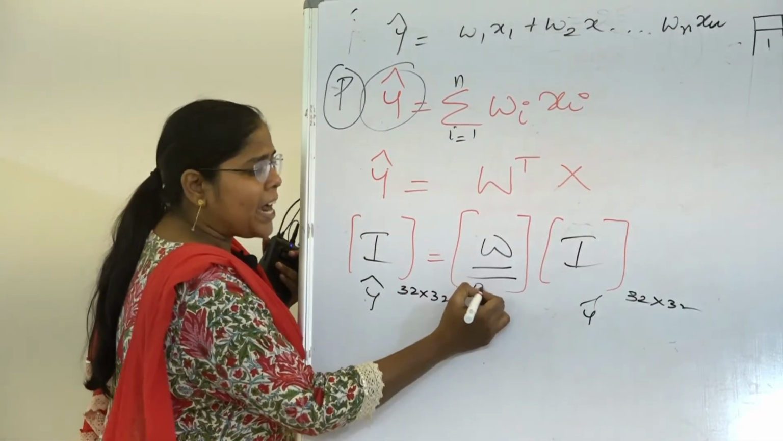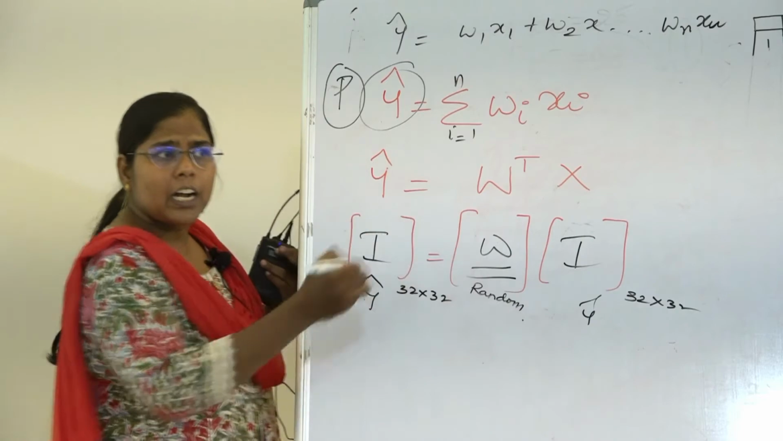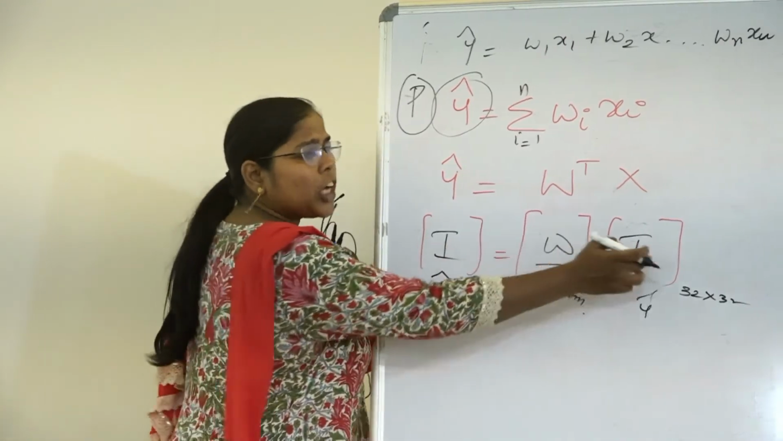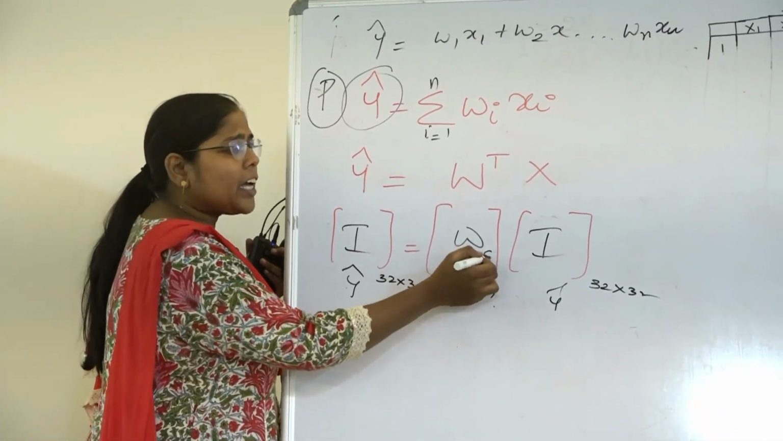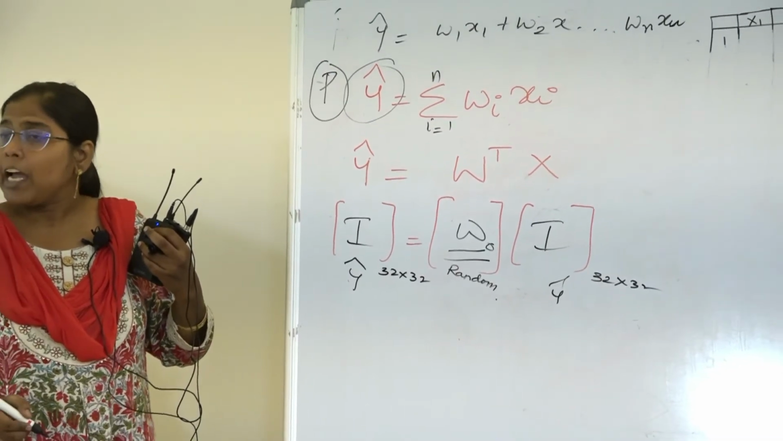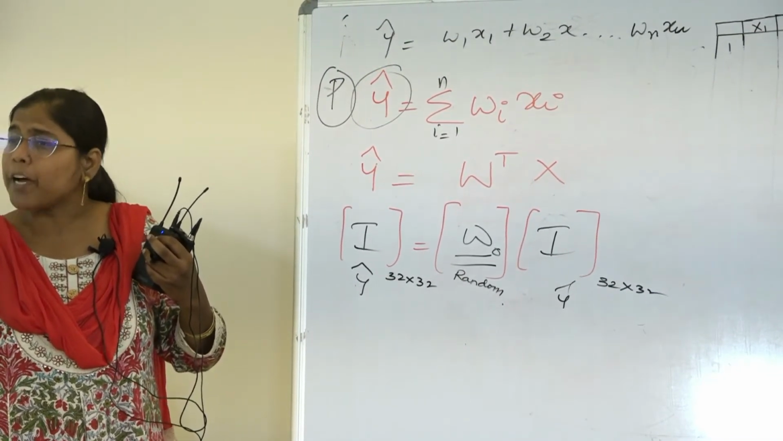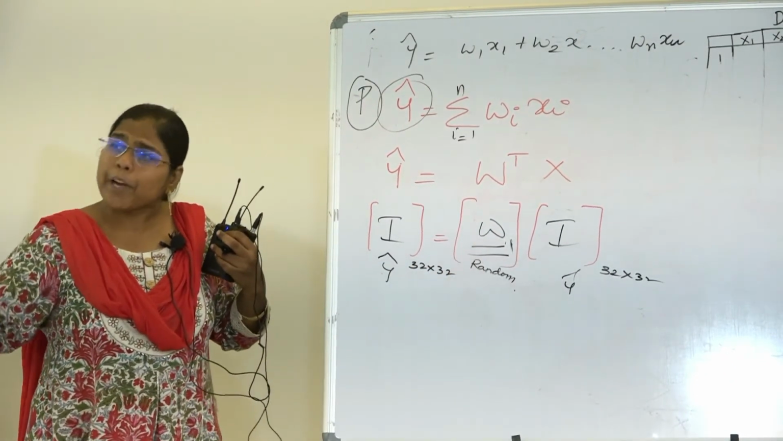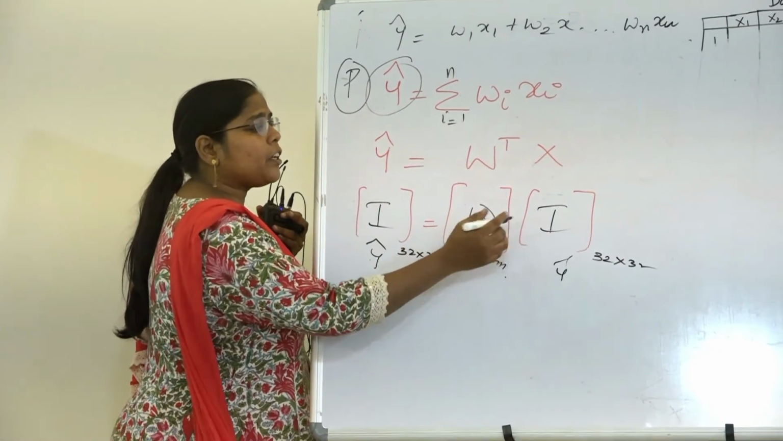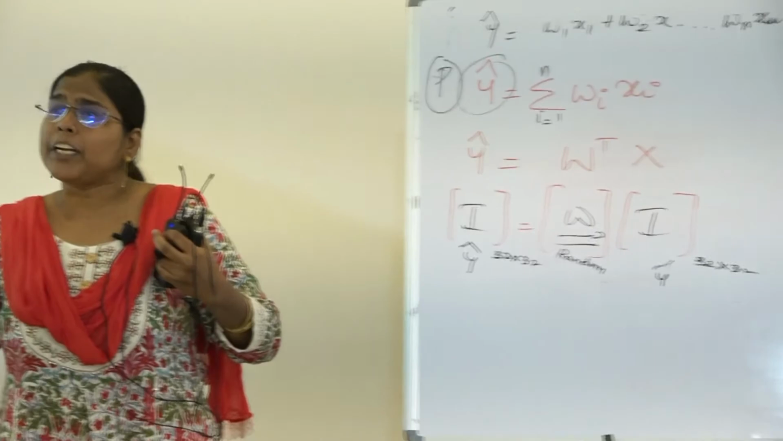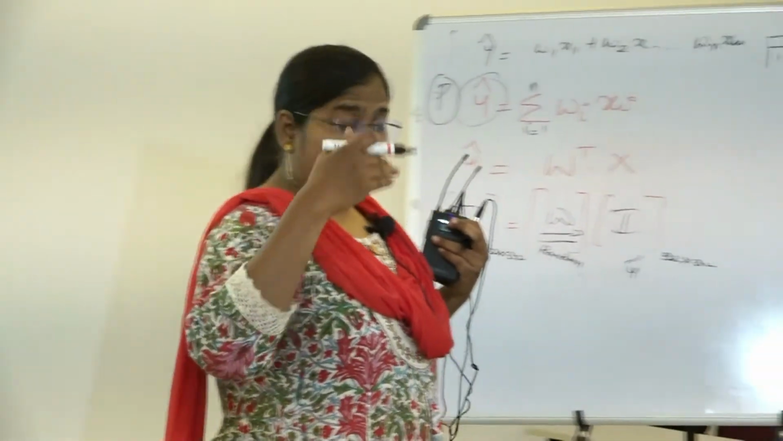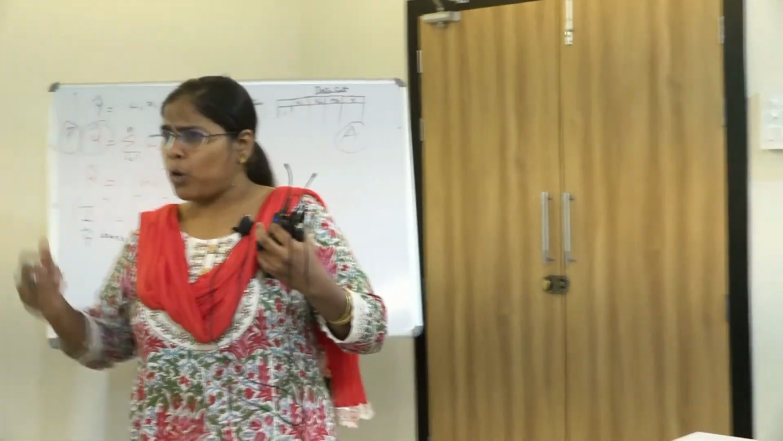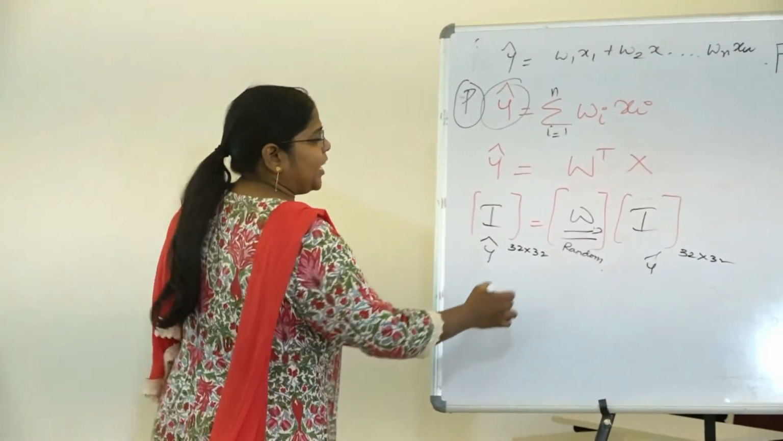I select random weights. First initialize the random weights, W naught. If the prediction is not proper, what do we need to do? Update the weights. If it is still not proper, again update the weights. Until which point do we update the weights? Until we reach a point. How does the algorithm know? That's why we use gradient descent.